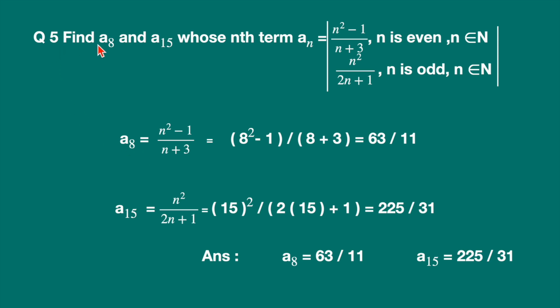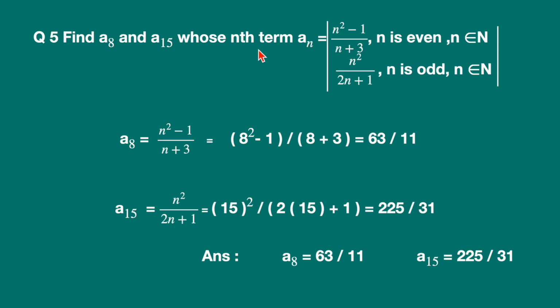Question 5. Find A8 and A15 whose nth term an is given by this. These are the general formulas. But here if n is even, we should take this formula. If n is odd, we should take this formula. What this means, n is even. See, if they ask the third term, fifth term, then we should take this formula because n is odd. If they ask n values for 2, 4, 6, that is even values, you should take this formula. So here they are asking A8.